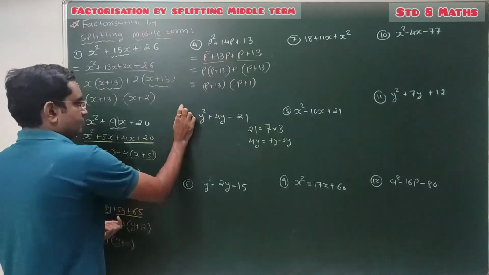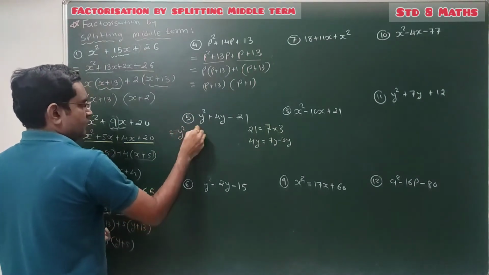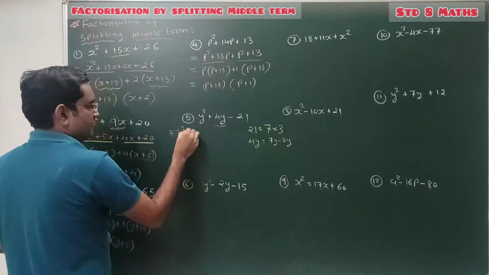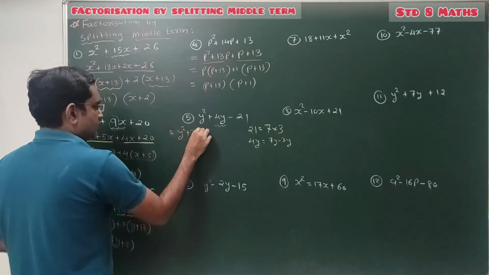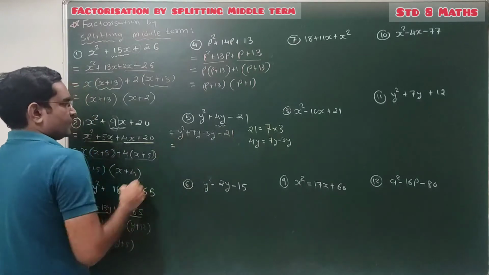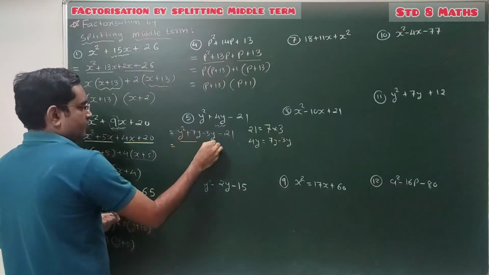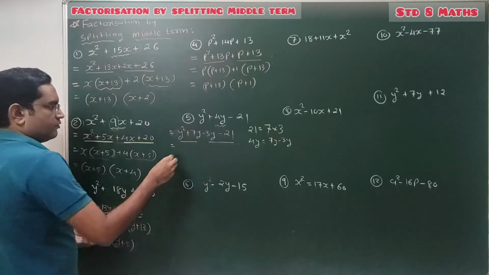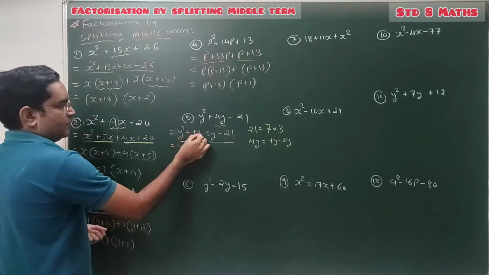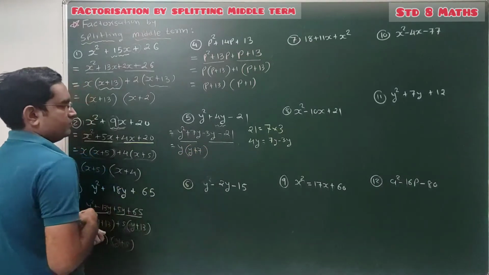Clear? So solution is y square, replacing this middle term, splitting the middle term as 7y minus 3y. So plus 7y minus 3y minus 21. Done. Now again grouping first two terms, last two terms. From the first two terms we can take y as a common. So y square plus 7y, y is common. So remaining terms are y plus 7.